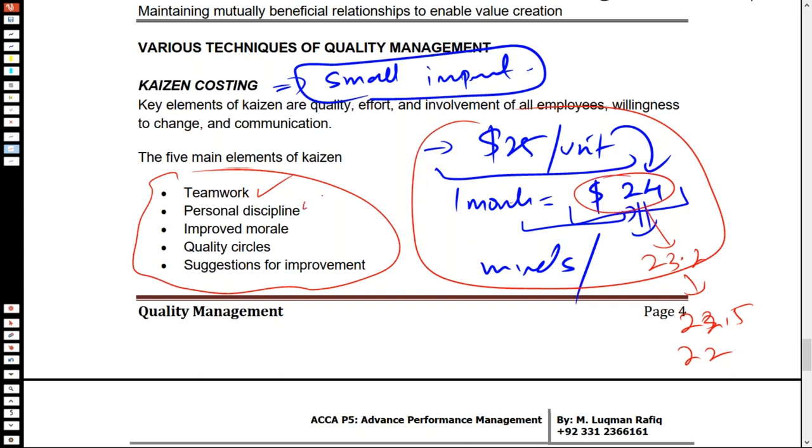The second is personnel discipline. The people would feel that we are the ones who have to contribute, we are the ones who have to bring about the improvement to the organization. Then there is improved morale, etc. Ultimately it's teamwork, employee involvement, improvement, innovation, creativity, all of which are going to help you as an organization reduce the cost. Now let's move a bit forward and discuss further.